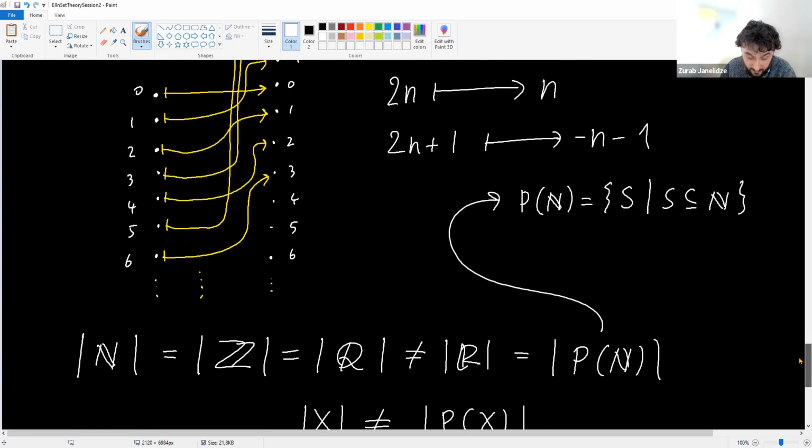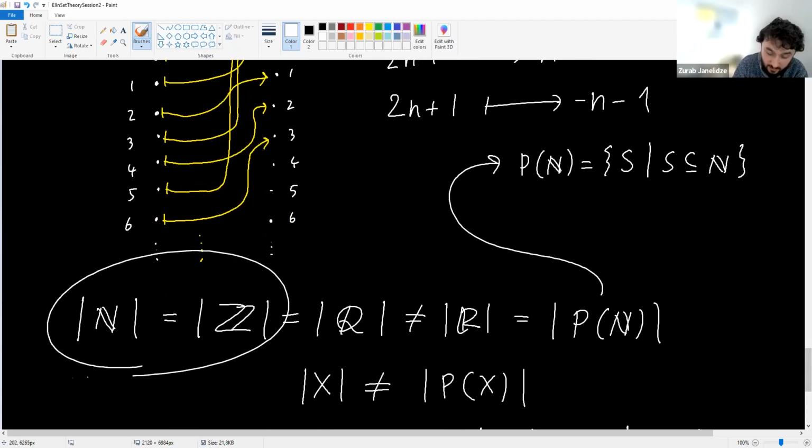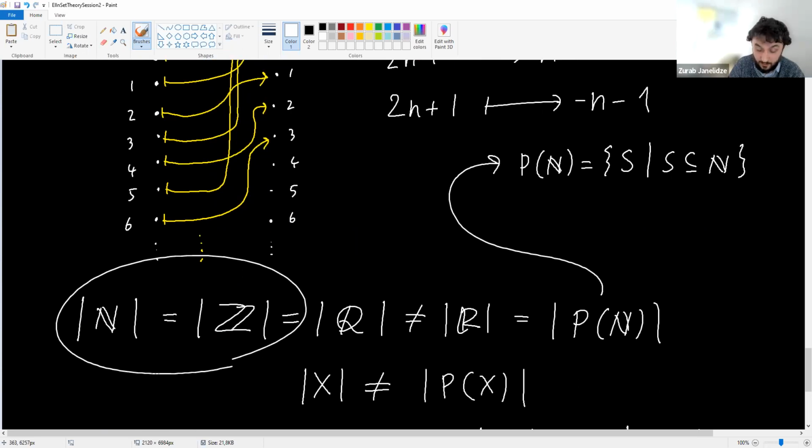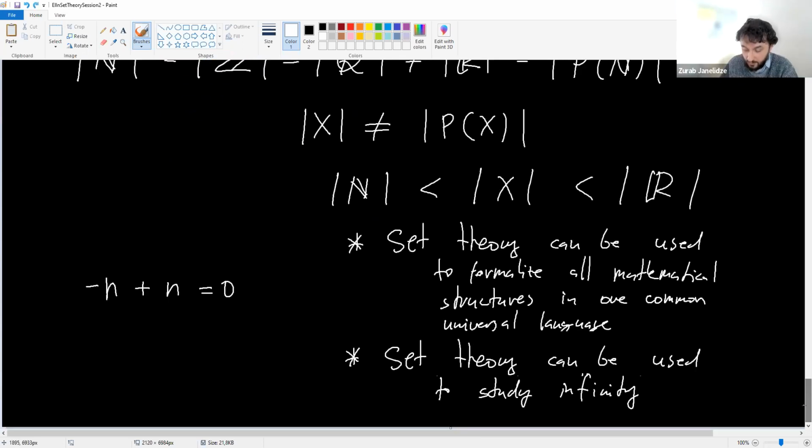In fact, this thing that I described here, the fact that the size of N is the same as the size of Z, this was one of Cantor's original results, if I'm not mistaken, one of the first results in set theory. Okay.